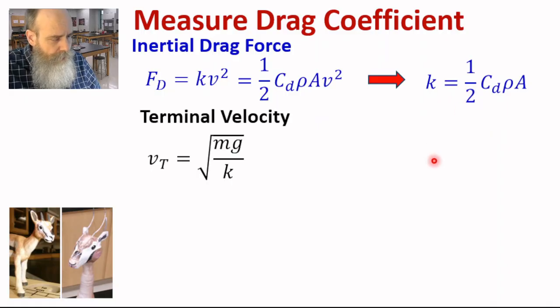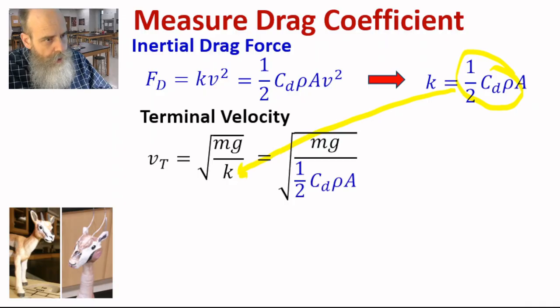Terminal velocity vt is the square root of mg over k. So what we should do then is, this is our k, that's our k, so put it into here. And this is what we get. Square root of mg over 1/2 CD rho A.